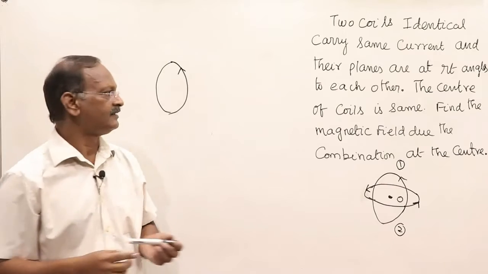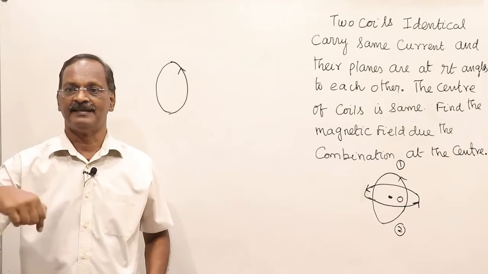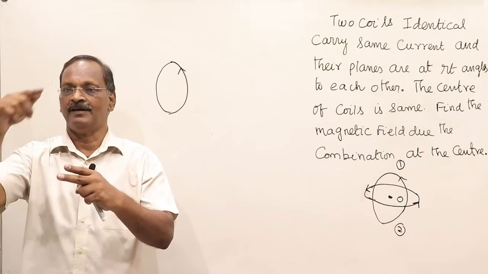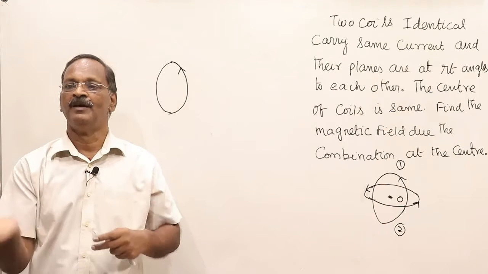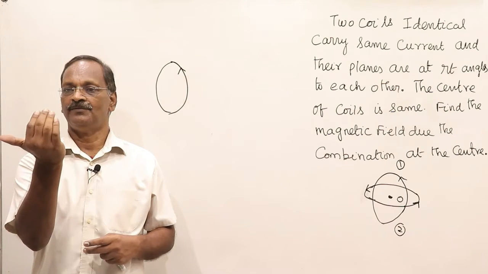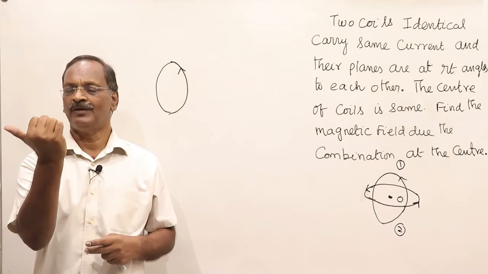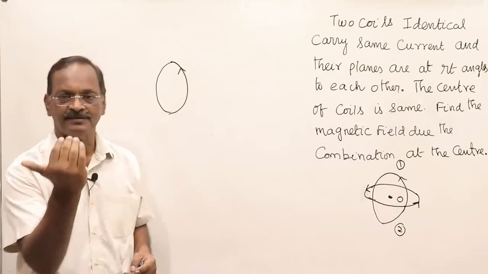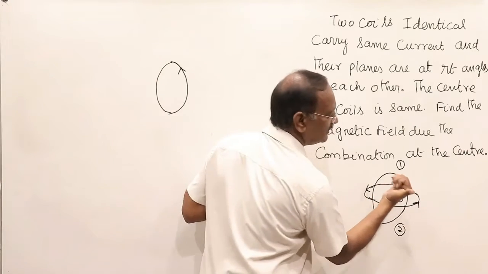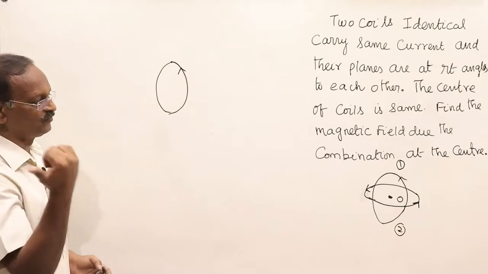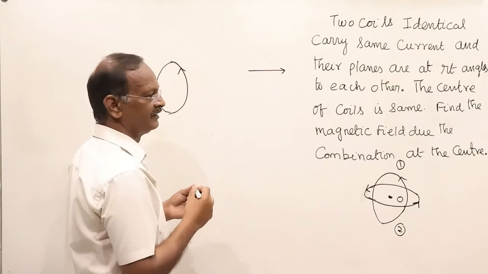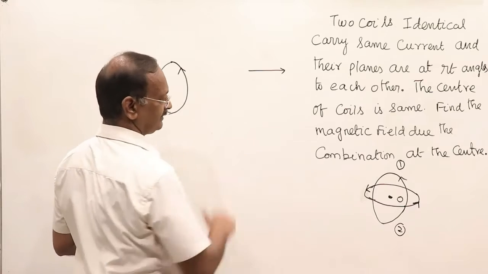When the coil is placed in this plane and the current is flowing this way, using the right hand thumb rule, we hold it in the direction of the current. Which way is the thumb coming? It is the outward direction. We write this outward direction like this.